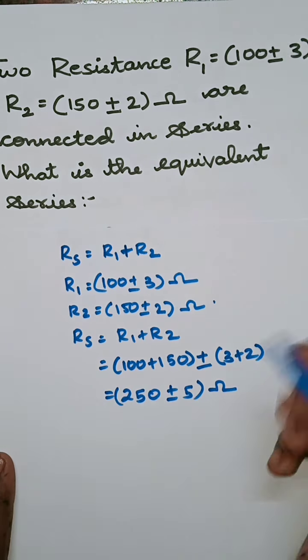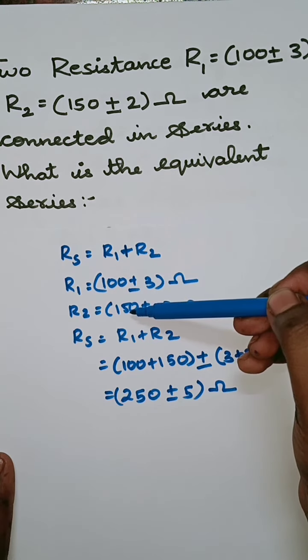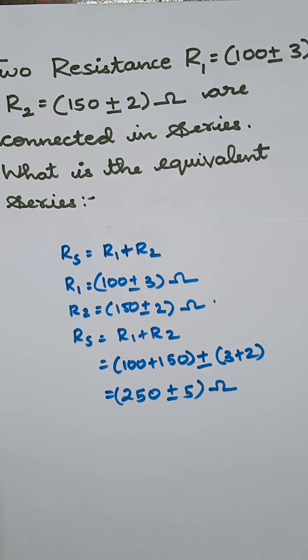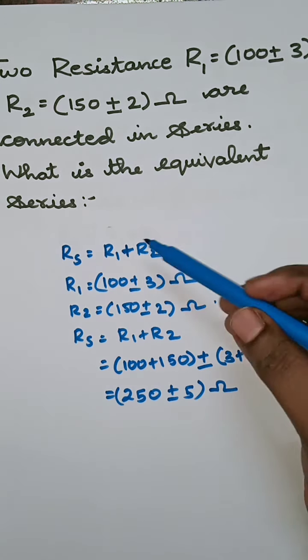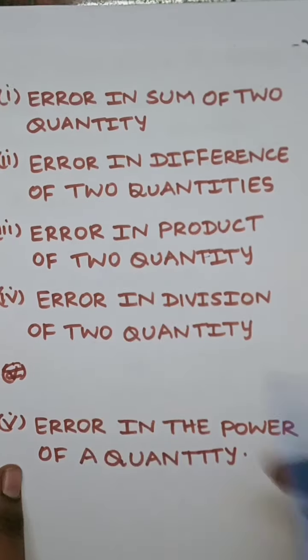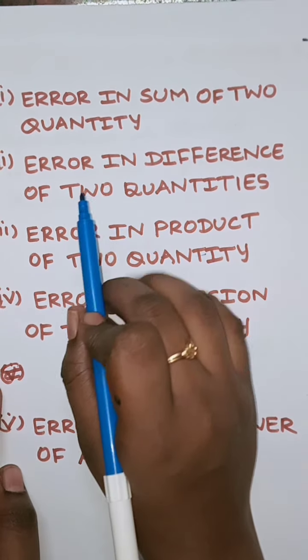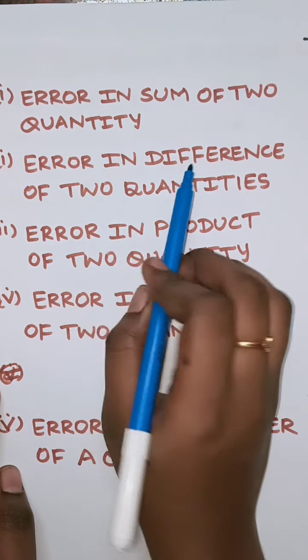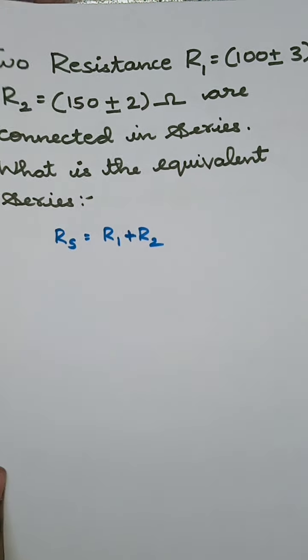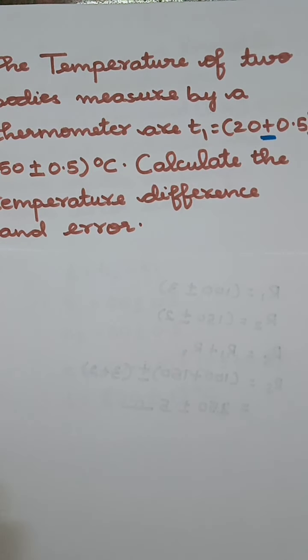Very simple, no? First, you are going to add these two quantities. Then you are going to add these two quantities. That's it, students. Now, this is for error in the sum of two quantities. If you find there is an error in the sum, then you are supposed to do it in this method. Now we are going to see the second category, when there is an error in the difference of two quantities. I will show you how you should solve it by using a problem.